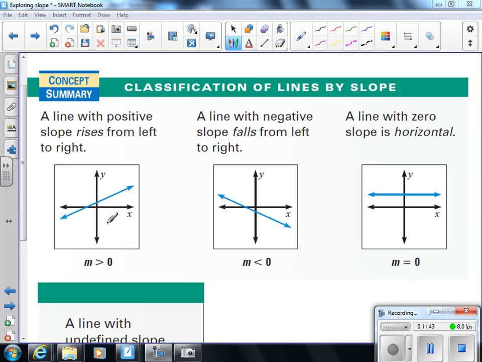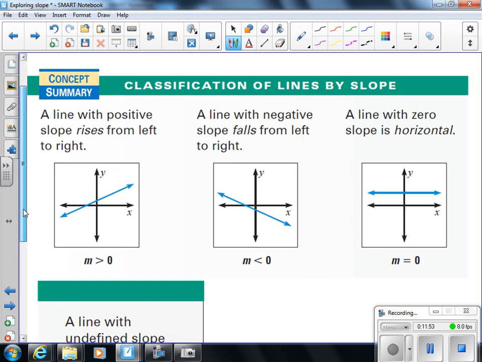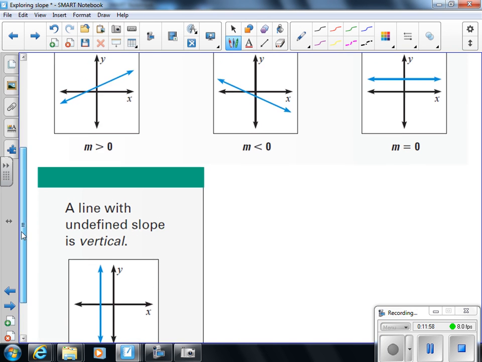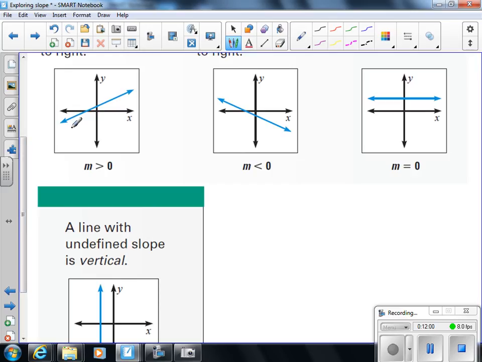Okay, in summary, here are your 4 slopes. A positive slope rises from left to right. A negative falls from left to right. Horizontal is a slope of 0. This one is undefined. The slope is undefined. Now what they're saying here, these are positives. These are negatives. The slopes are negatives. Any questions on slope?